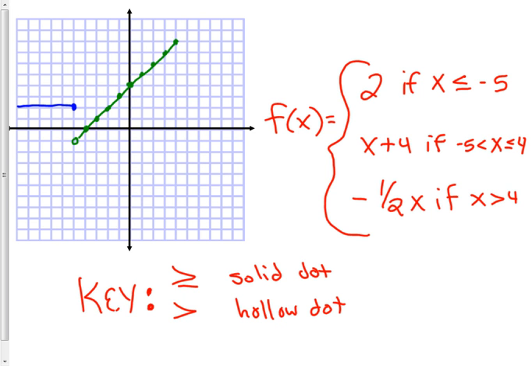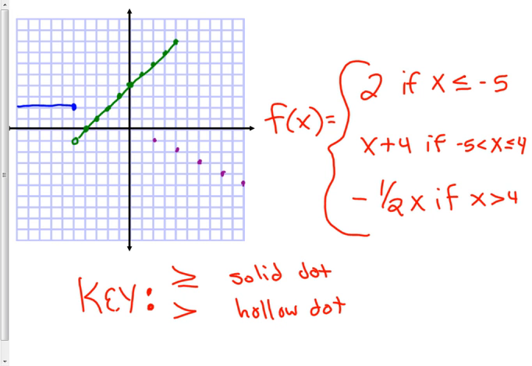The last part, f of x equals negative 1/2 x if x's are greater than 4. Now, what does the graph of f of x equals negative 1/2 x look like? Well, the y-intercept is going to be 0, and our slope is down 1 to the right 2. It would help if we start at the origin and go down 1 and to the right 2. So we go here, down 1 and to the right 2, down 1 to the right 2. We're starting at the origin.